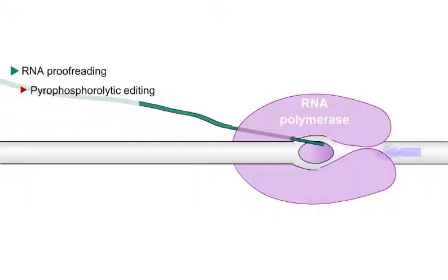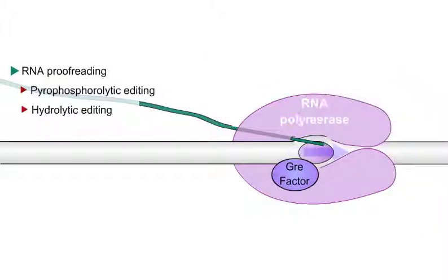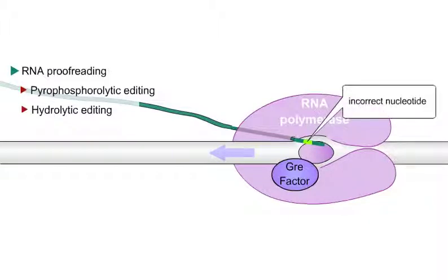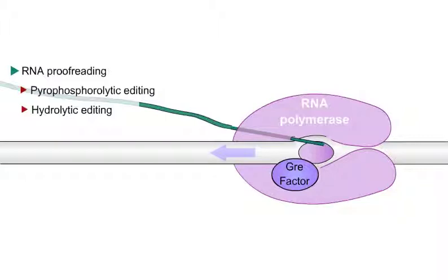The second mechanism is called hydrolytic editing and involves backtracking of the polymerase by 1 or more nucleotides to cleave the RNA product. In bacteria, hydrolytic editing is stimulated by GRE factors, which also serve as elongation stimulating factors.